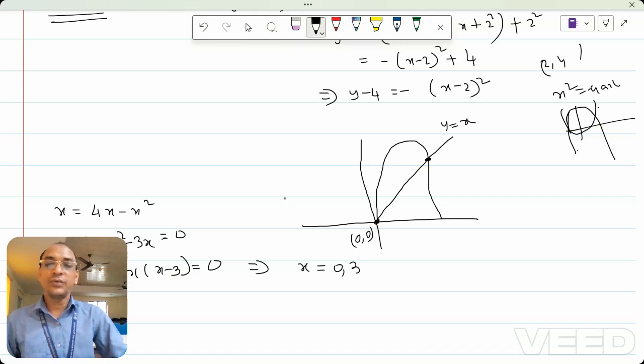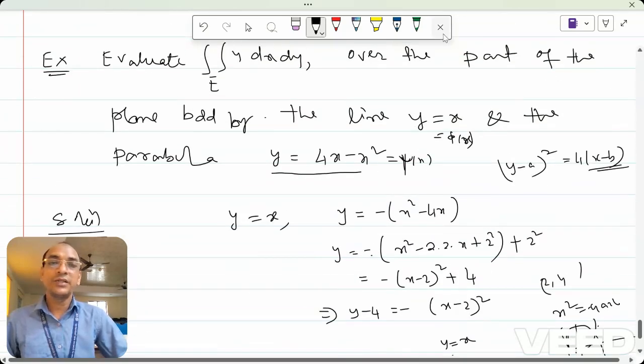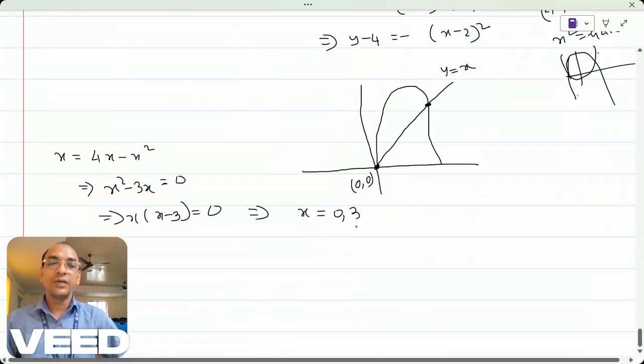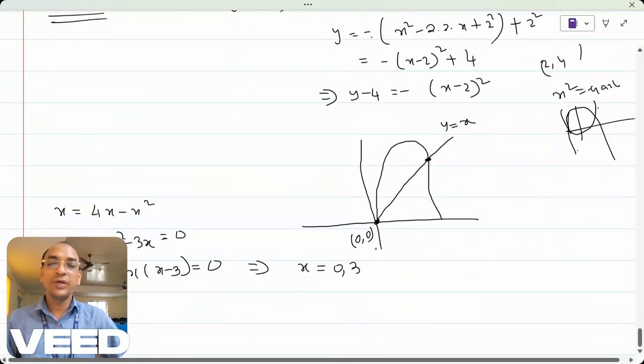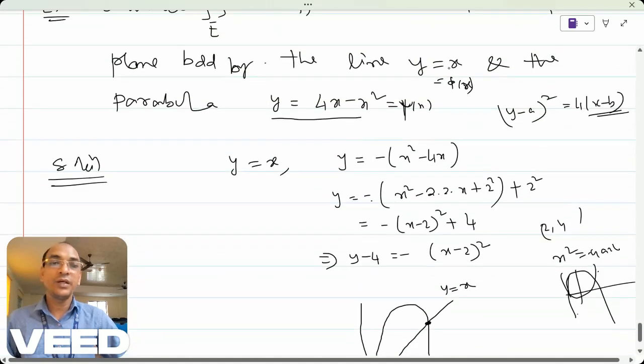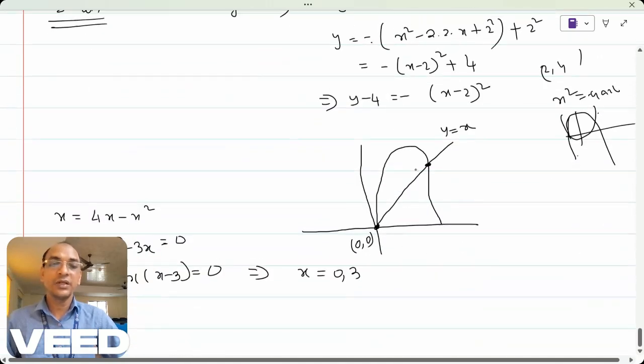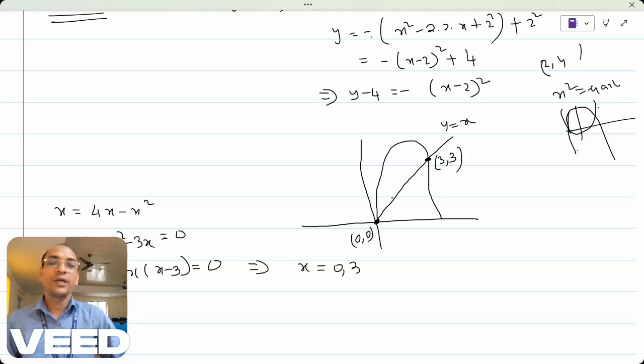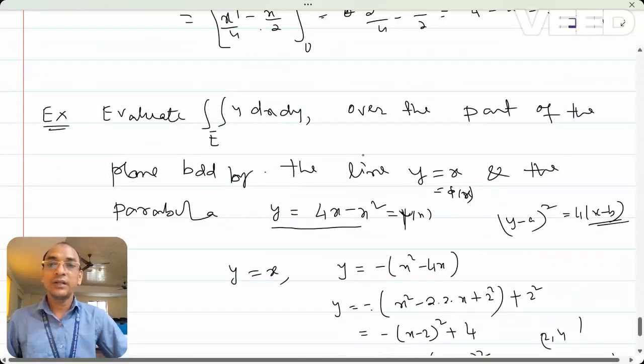So whenever x is 0, y will be 0. From the curve you see, whenever x is 0, y is 0 in both the curves. And whenever x is 3, what will be the value of y? X is 3 means y will also be 3, because it is y equal to x. So this point is nothing but 3 comma 3. So if you take x outside, x is going from 0 to 3. So the double integral we can write in this way.